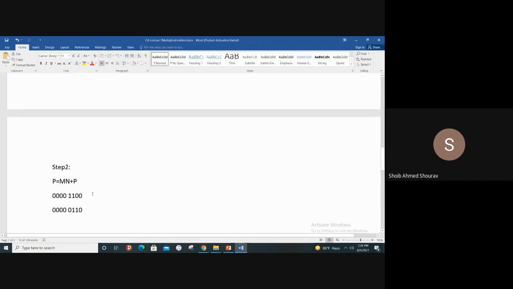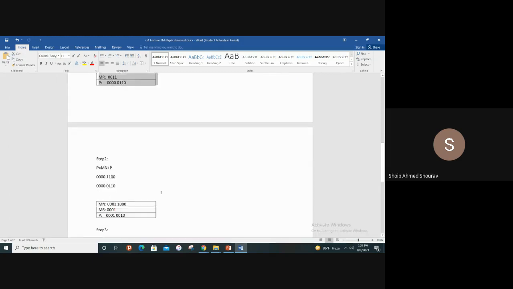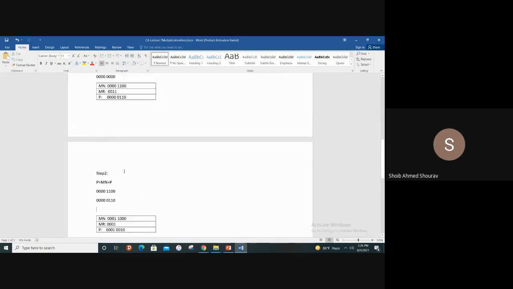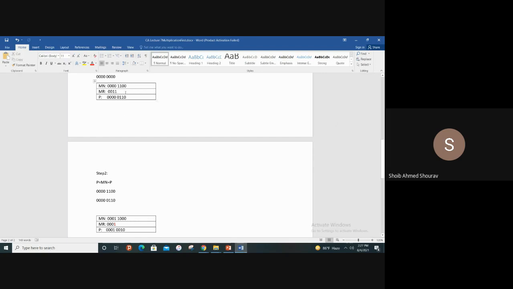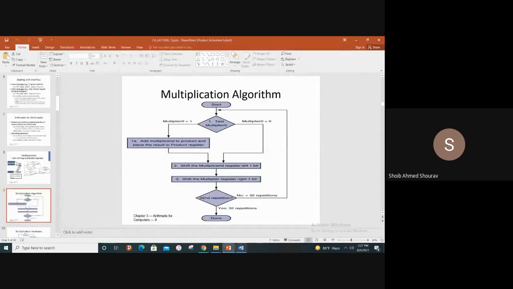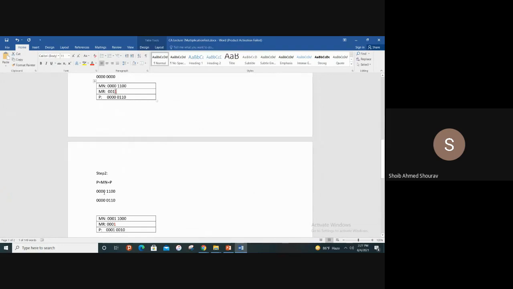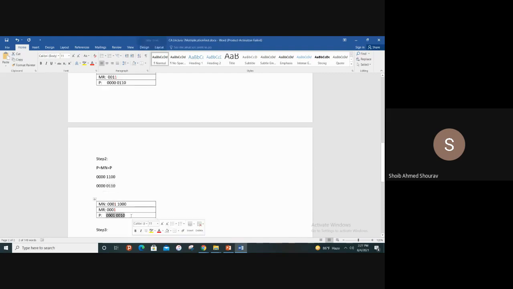Now in the next step, what we have to do? We have to come back again in here in the algorithm and check the multiplier 0 number bit. Looking at the 0 number bit of the multiplier from the previous step, we have to come back here, right? Because the 0 number bit of the multiplier is 1. So in here we have to do mn plus p onto p. So this is new mn, this is new p. Now if we add these two in the calculator, this will be our new product register.